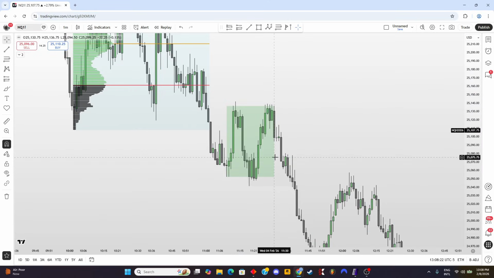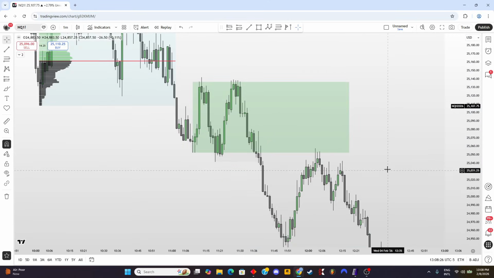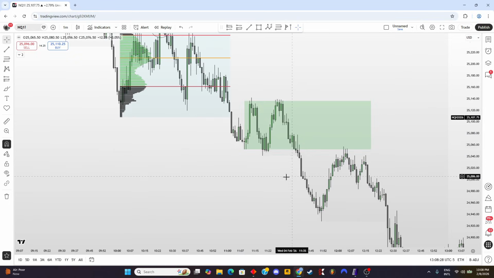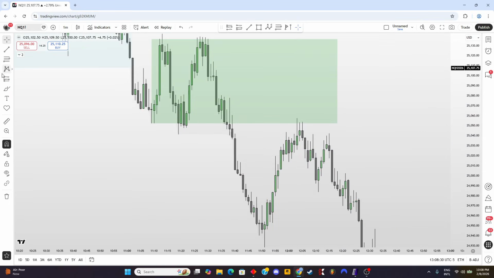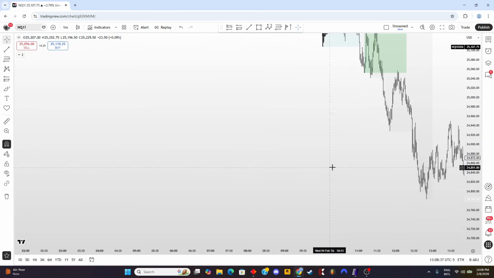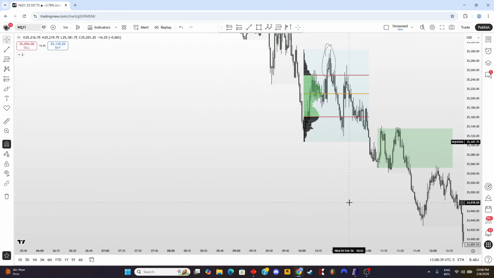So what happens next, guys? If we drag this along, what can you see? We broke out of this level. We had a breakout here. We came back, retested this level, and we pushed down. Where did we go? Look at this breakout to the downside.